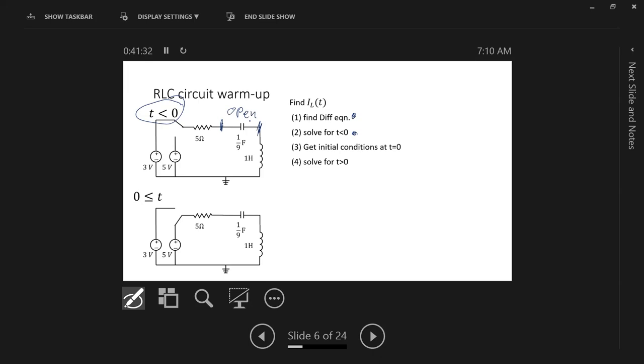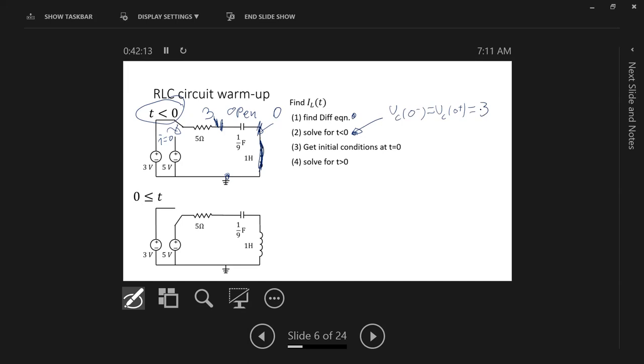So that means that the voltage here would be 3, because there's no current flow from here to here, so I equals 0. And how does the inductor behave? Short. Okay, so that means that the voltage here would actually be 0. And so what is VC of 0? VC of 0 minus, which equals VC of 0 plus, equals 3.